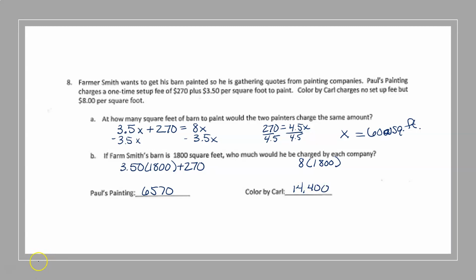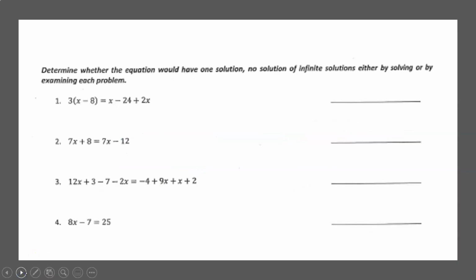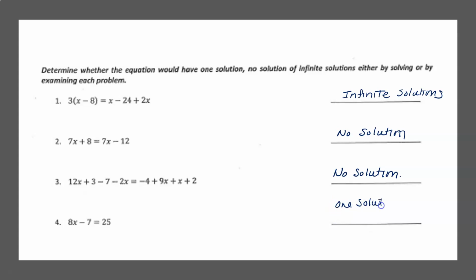All right, the next, let's see if we can finish this. So determine whether each would have one solution or infinite or no. So this one is infinite. This one is no solution. Follow the patterns we talked about. The next one is no solution. And the final one would be one solution, and that would be 4.